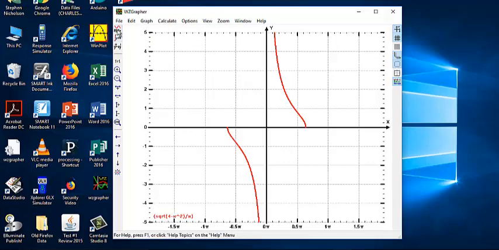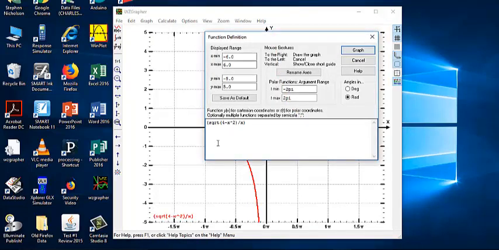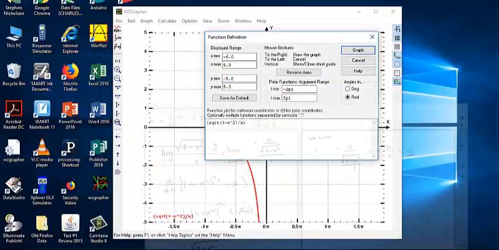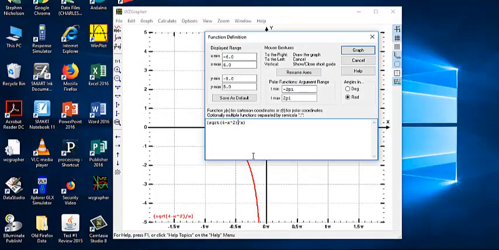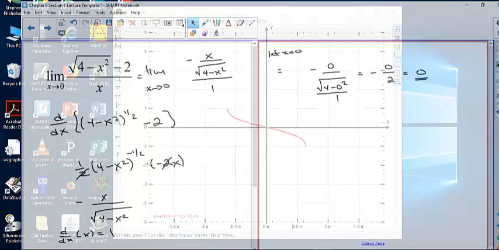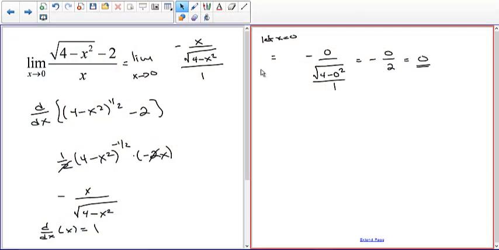that doesn't make sense. Let's check, what did I do wrong here? Oh, minus 2. Minus 2, yes. I forgot the 2 part. Okay. Square root of 4 minus x squared minus 2 over x. Okay, we'll graph that. Okay, so there it is. So you can see at x equals 0, y equals 0. So that's what we would see graphically. That's what we determined using L'Hopital's rule.